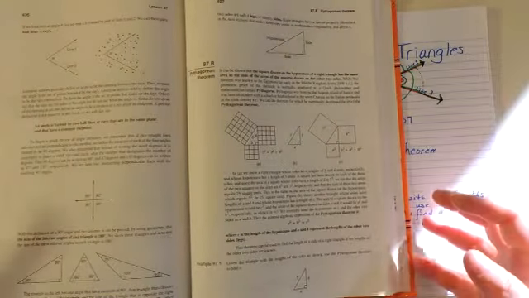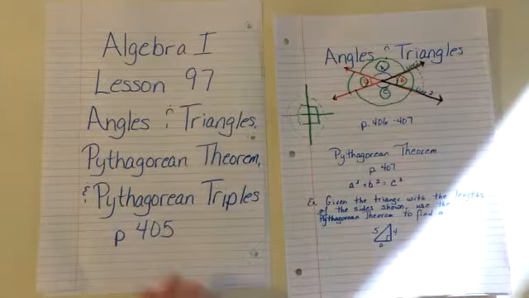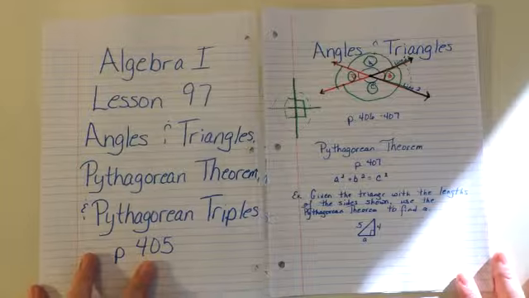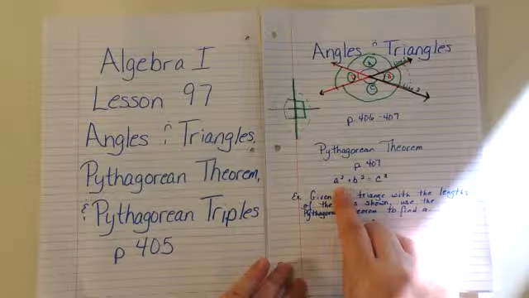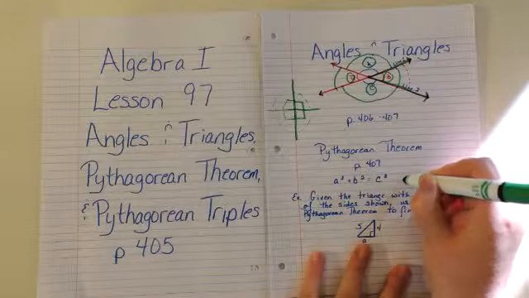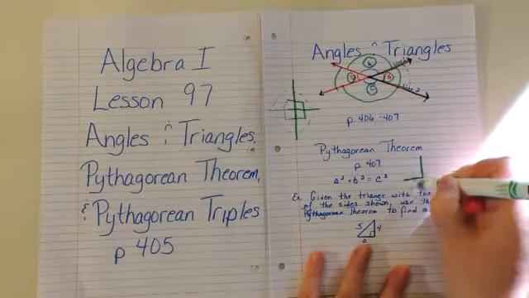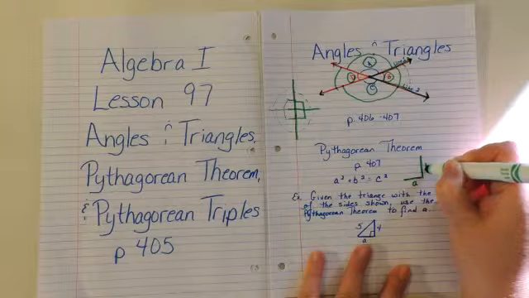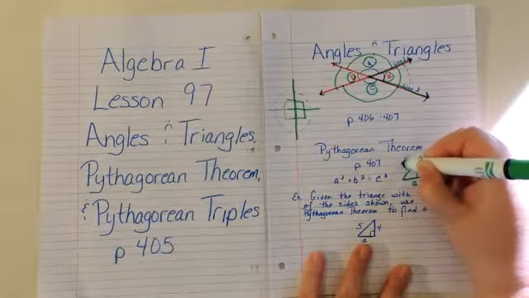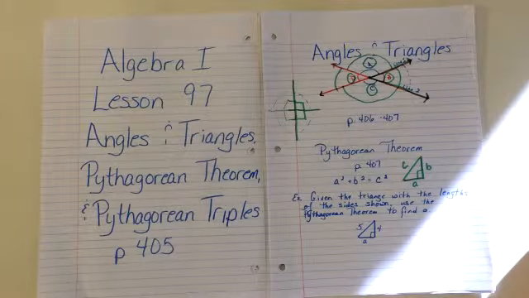So the general algebraic expression of the Pythagorean theorem, back up here, is a squared plus b squared equals c squared, where a and b are legs of a right triangle and c is the hypotenuse.